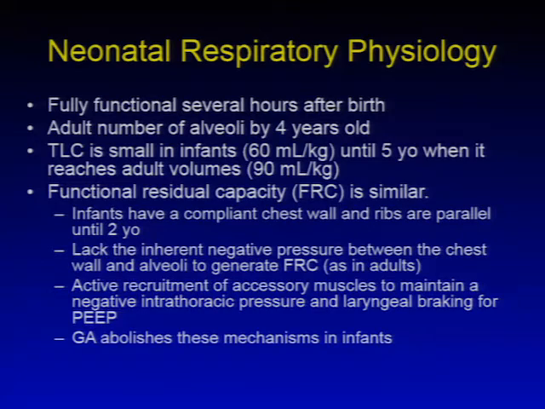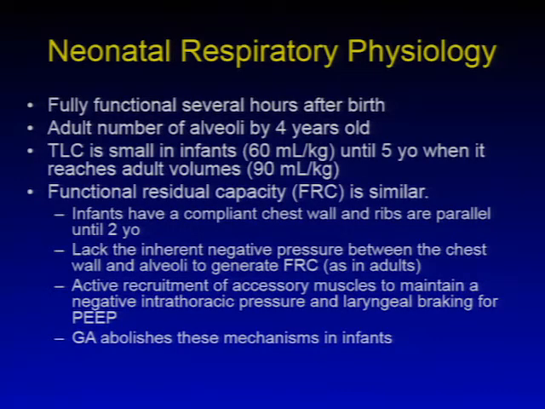Moving on to neonatal respiratory physiology, the lungs are fully functional several hours after birth, and children basically develop the adult number of alveoli by about 4 years old. In small infants, the total lung capacity is around 60 cc's per kilo, and they reach near adult volumes of 90 cc's per kilo when they're 5 years old. A common misperception is that FRC in the infant is smaller than in adults, and this is a misconception. Infants have a similar functional residual capacity.